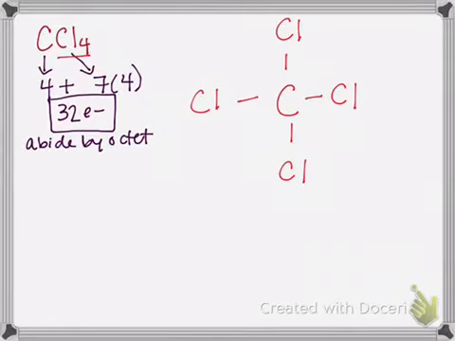Right now around carbon, I do have an octet: 2, 4, 6, 8. Each single bond represents 2 electrons, so carbon is happy right now. But keep in mind I need 32 electrons. So what you're going to do is fill up the chlorines with their octet.